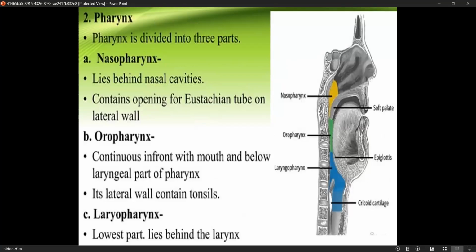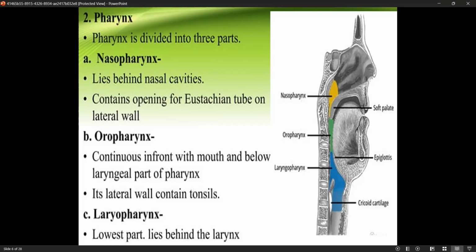Okay. Next structure is the pharynx. Here you can see the pharynx is divided into nasopharynx, oropharynx, and laryngopharynx. So all structures are connected with each other. So the pharynx is divided into three parts, that is nasopharynx, oropharynx, and laryngopharynx. The nasopharynx is what lies just behind the nasal cavity. So it is attached to the nasal cavity and forms the nasopharynx.